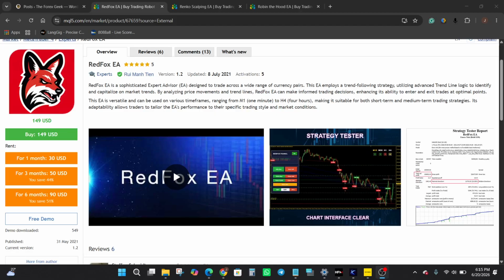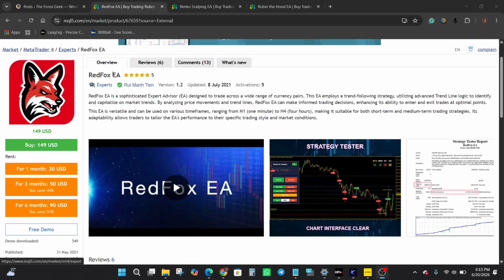In this review, I am taking a look at RedFox EA for MT4. We're just going to go through the MQL5 Marketplace page, examine the features described by the developer, discuss the supported trading environments, and then move into the historical backtesting section to analyze the results and overall behavior of the EA.